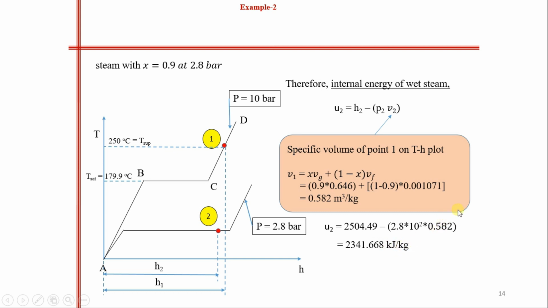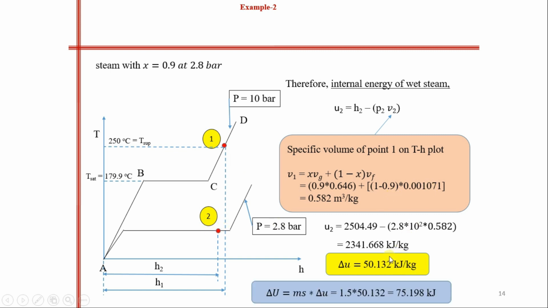So U2 is equal to 2341.668 kilojoule per kg. So the change in internal energy is equal to 50.132 kilojoule per kg. Delta U means U1 minus U2, the internal energy at point 1 minus the internal energy at point 2. This is specific internal energy because it is in kilojoule per kg, so we just multiply it by the mass of steam, which is given as 1.5 kg. So the change in internal energy will be 75.198 kilojoule.